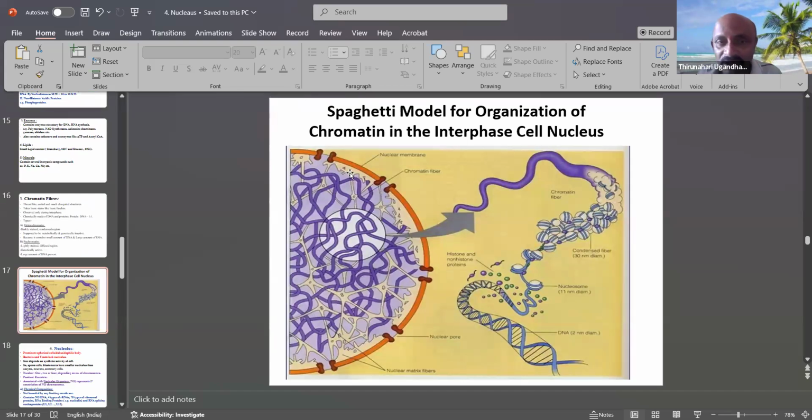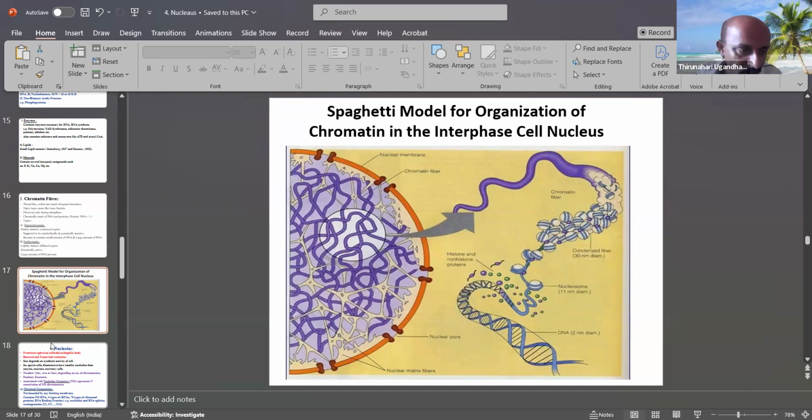So this is also the spaghetti model for organization of the chromatin in the interphase cell nucleus. It is also dark in color, with thread-like structures which are responsible for chromosome formation. Here is the last one. Each chromosome has nucleosomes. These nucleosomes outside can form the DNA structures. This is also DNA structures.